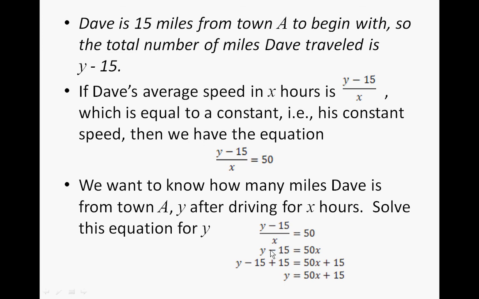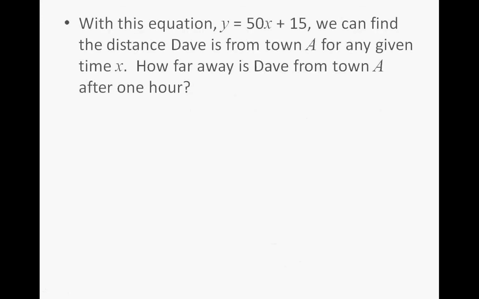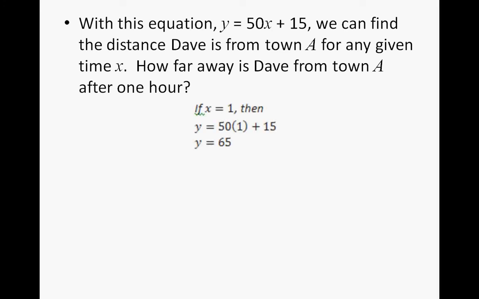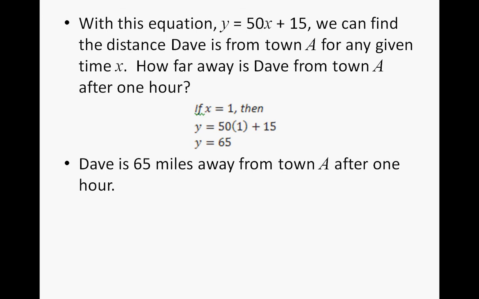So again, multiplying both sides by x to get rid of the denominator gives us y minus 15 equals 50x. Add 15 to both sides, and we finish up with y is equal to 50x plus 15. So with this equation, y equals 50 times x plus 15, we can find the distance Dave is from town A for any given time x. How far away is Dave from town A after 1 hour? Well, if x equals 1, then y would equal 65. So Dave is 65 miles away from town A after 1 hour.